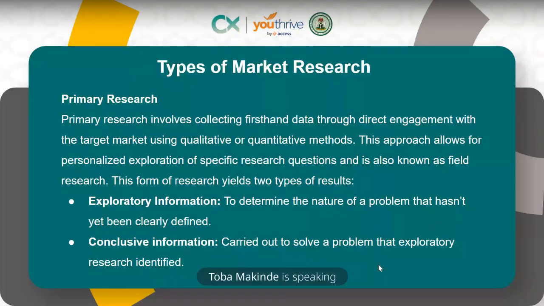All right. Primary research. Types of market research. We have the primary research, which involves collecting first-hand data through direct engagement with the target market using qualitative and quantitative methods. This approach allows personalized exploration of specific research questions and is also known as field research. So you have to do what we call field research, all right? And there are two types. We have the exploratory, to determine the nature of a problem that hasn't yet been clearly defined, and conclusive research, which is carried out to solve a problem that exploratory research identifies.